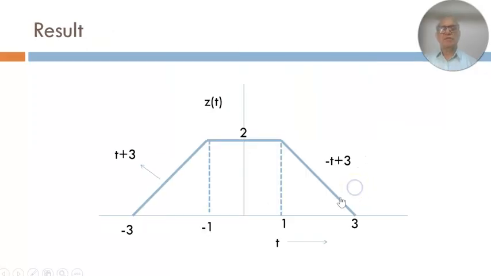So if you plot the convolution as a function of time, this is what you will get. Between minus 3 and minus 1, you get the equation of a straight line, that is t plus 3. Between minus 1 and plus 1, you get 2. And between 1 and 3, you get minus t plus 3. Note that the intercept here is 3 and the slope is negative. Here the slope is positive and the intercept is minus 3. Alright. So this is one example of how to solve for the convolution.